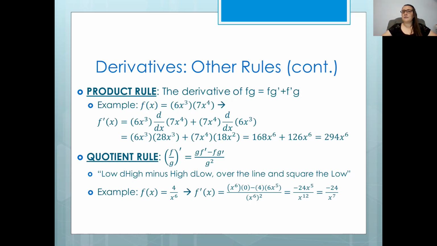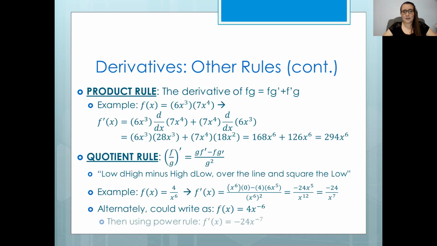Now, this example is a good one, because if you don't just jump right into it, but think about what function you're given, you might notice a different way to write this that makes it simpler. If we wrote this function as 4x to the negative 6, since whenever you have an exponent in the denominator of a fraction you can write it as a negative exponent, then we don't have to worry about the quotient rule. We can just apply the power rule.